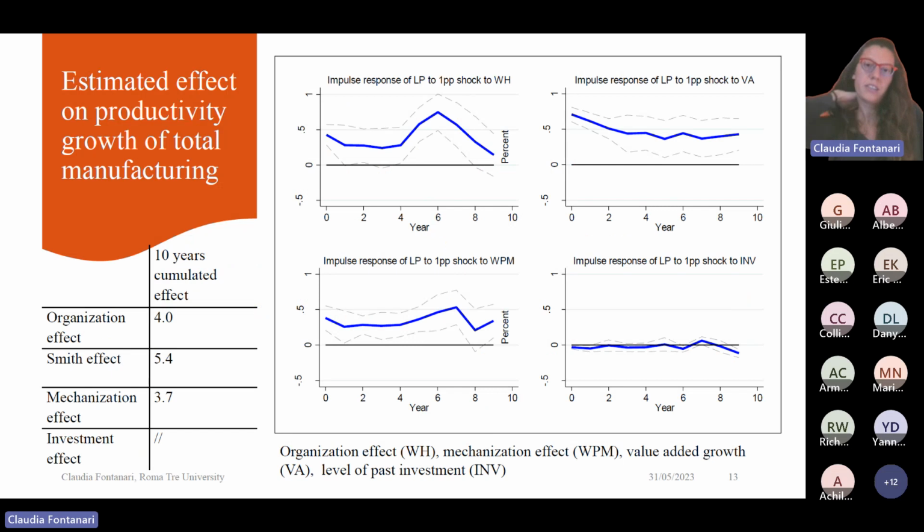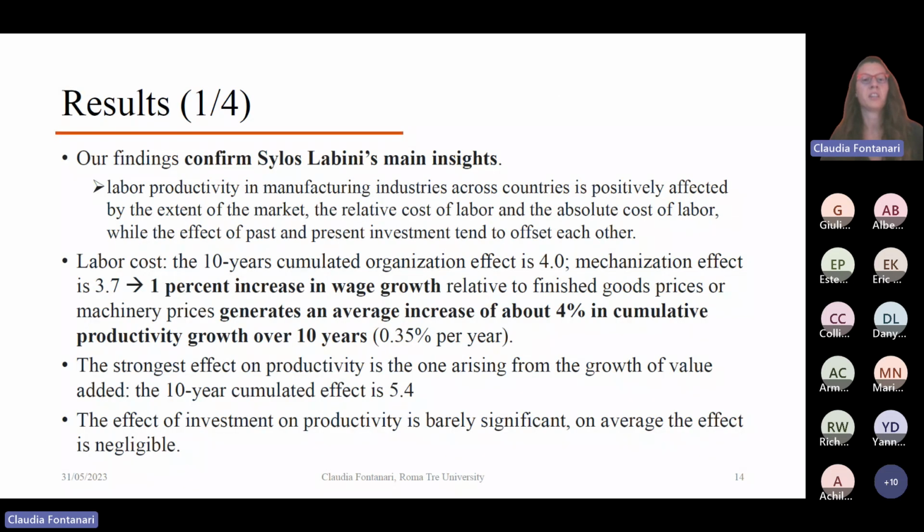Okay, here we have the results. Each graph represents one of the determinants. We have that the Sylos Labini insights are confirmed with the exception of investment, on the bottom right, since it's barely significant. While we have that both measures of labor costs exert a positive persistent effect on labor productivity. In particular, a 1% increase in wage growth generates an average increase of about 4% in the cumulative productivity growth over 10 years.